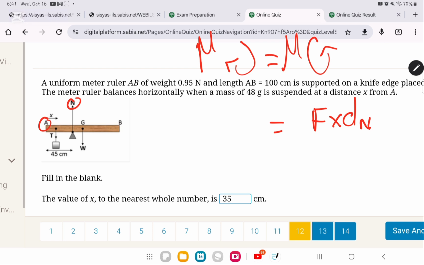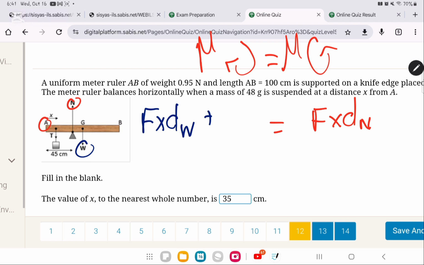Then, if we're going to do it for the force W, we're going to do the right hand rule. We're going to see that our hand will be pointing towards the screen. Since it's pointing towards the screen, that means it's clockwise. So we're going to put the force W on the clockwise side. So it's going to be 0.95 newtons multiplied by the distance, which is 50. Or no, let me do force times distance of W plus. Why did I put plus?